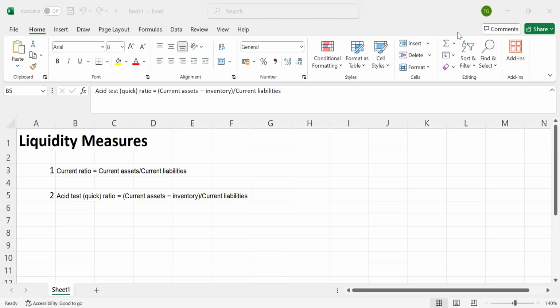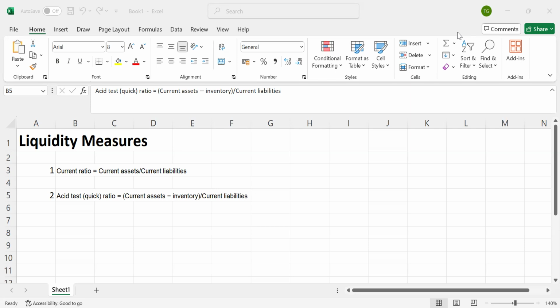Hello everyone, and now we are continuing further with this chapter. The previous video was about the relationship between the various ratios. Now we talk about another set of measures where we check the liquidity of the business. How much cash do they have with them?